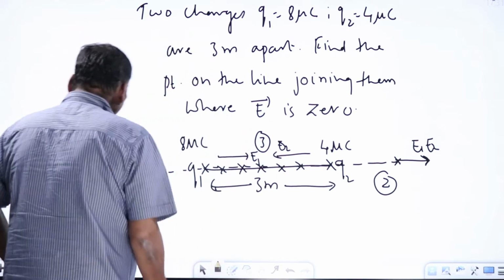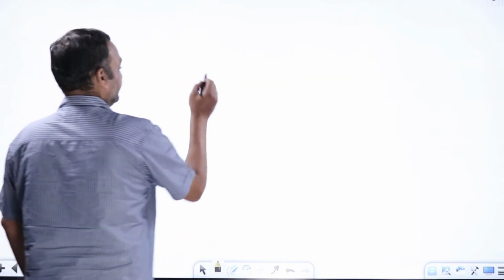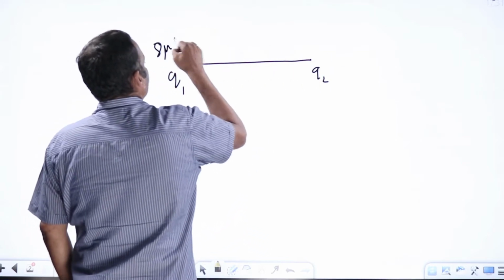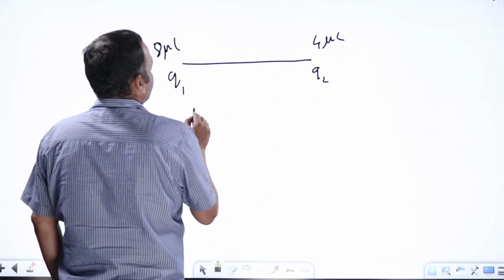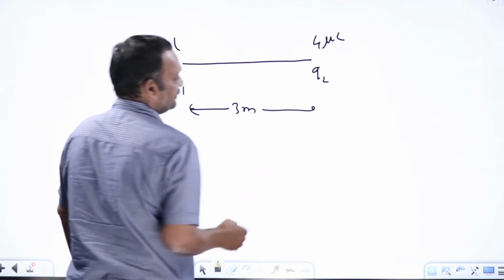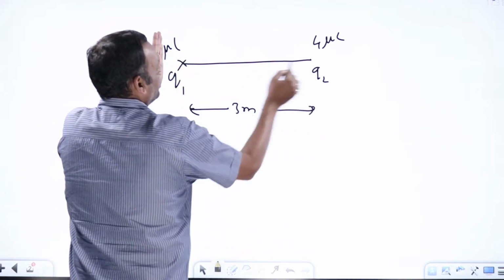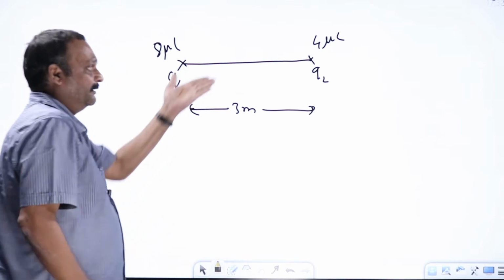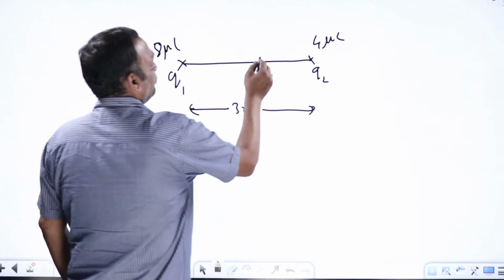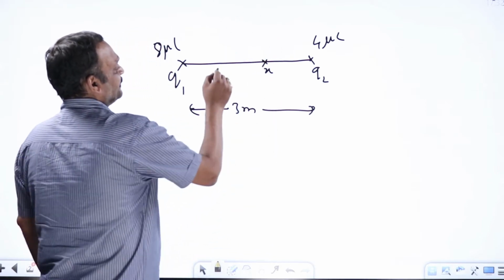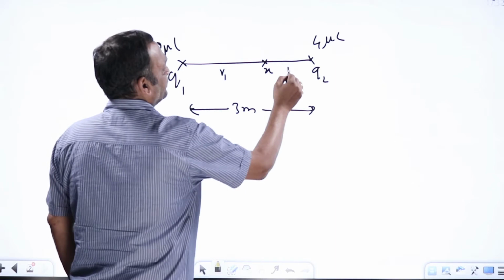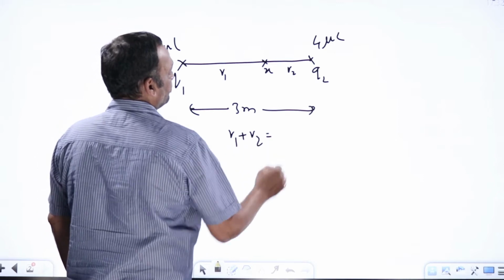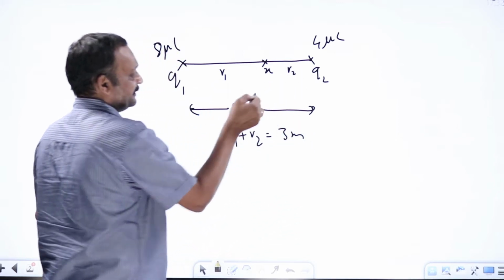So how do we proceed for this? It is like this. This is Q1, this is Q2, this is 8 microcoulombs, this is 4 microcoulombs. The distance between them is 3 meters. At every point in between these two charges, the electric fields due to both charges are in opposite directions. At some point where the magnitudes become equal, the resultant field will become 0. Now let that point be X, at a distance R1 from Q1 and at a distance R2 from Q2, such that R1 plus R2 equals 3 meters. This total distance is nothing but 3 meters.